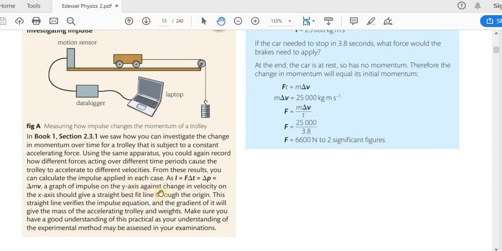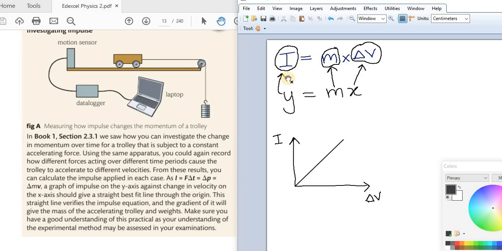A graph of impulse on the y-axis against change in velocity on the x-axis should give a straight best fit line through the origin. So we have impulse, which you can think of as I, so it's a graph of I versus delta v, because the mass is constant. It's in the form y equals mx. We can write it down and have a look. On the y-axis, we have the impulse, against change in velocity on the x-axis, as they mention here.